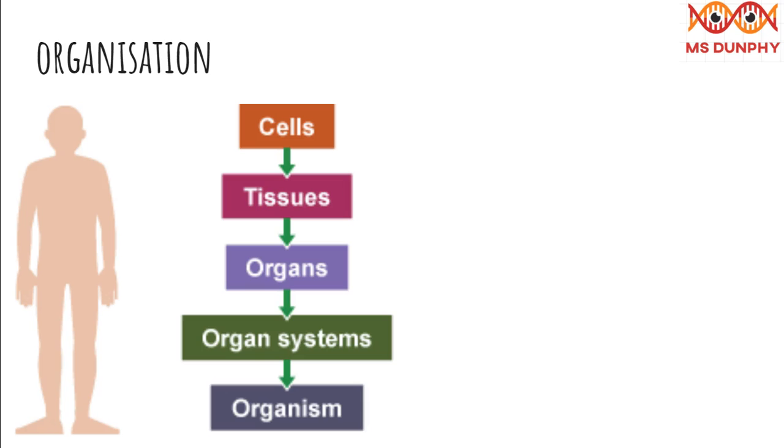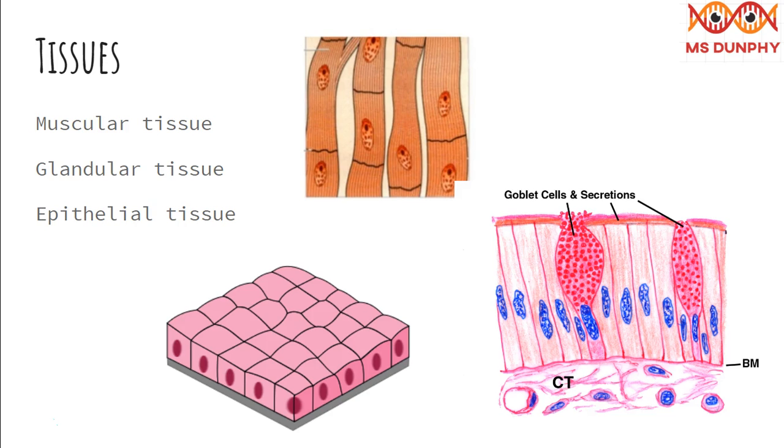A tissue is a group of similar cells that work together to carry out a particular function. A tissue can include more than one type of cell. Mammals, like humans, have several different tissue types. Muscular tissue, which contracts, shortens to move whatever it's attached to.